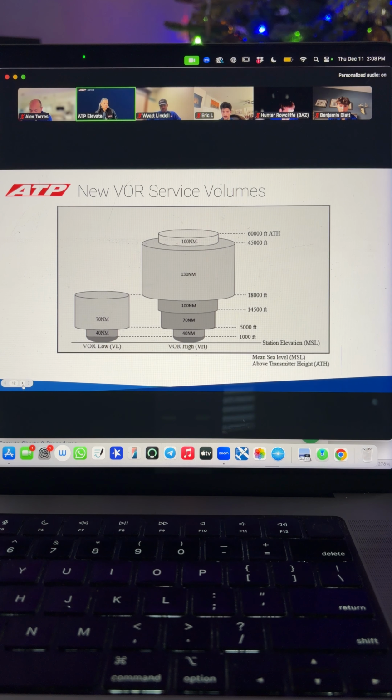So I do highly recommend having this bookmarked in your AIM. Again, it's going to be AIM chapter 1, I think it's 1-1-18, I believe. But it is very easy to find. I would bookmark it. It's definitely something that does come up with a lot of DPEs. They want to know if you know the service volumes from the old service volumes and new service volumes and what they are.